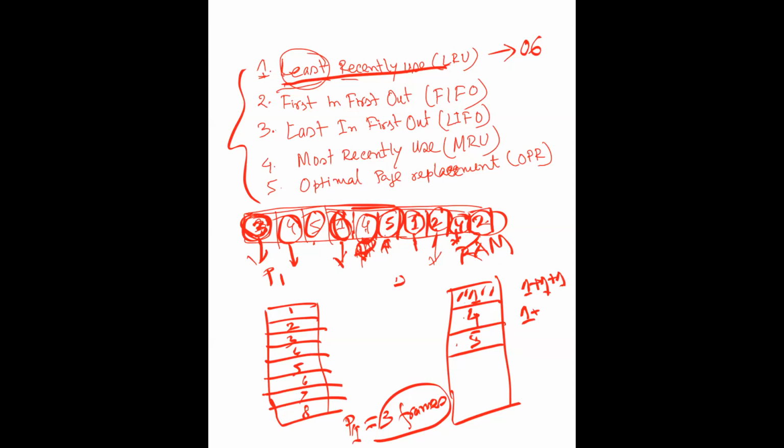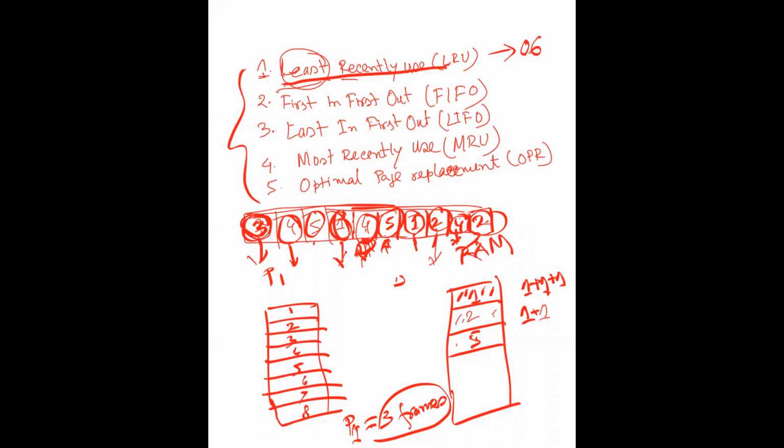Among these, which page actually came first inside the RAM? Page number 4 came first. Page 1 most recently came, and before it 5, and before that 4. So 4 came first. We will write back 4, and in this place we will add page number 2. So 4 is no longer inside the RAM, and there is also one page fault.